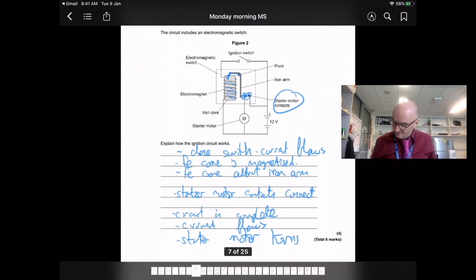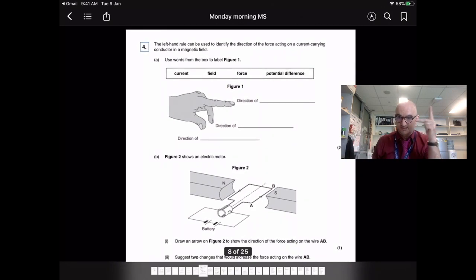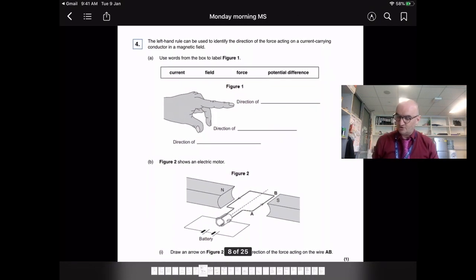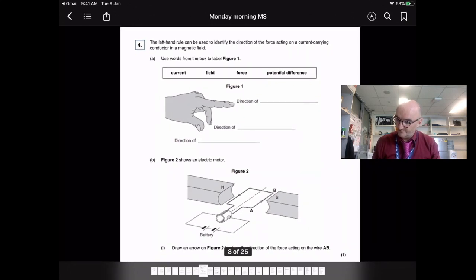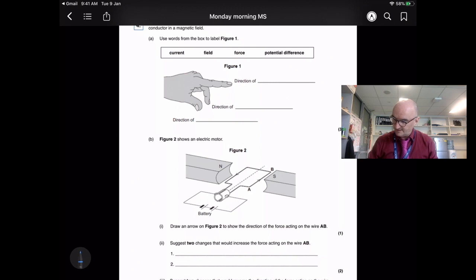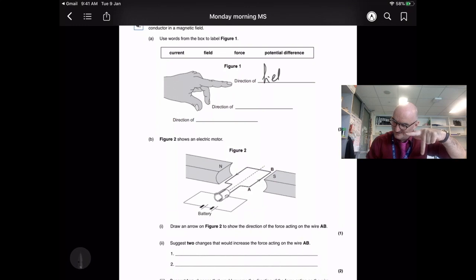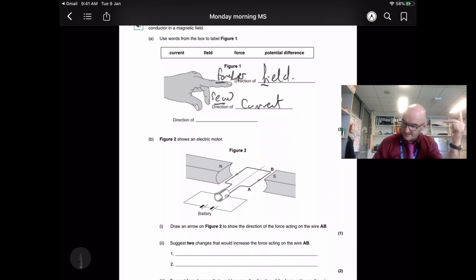Okay. Question 4. The left-hand rule, great, it told me which one to use. Left-hand rule, keep them 90 degrees to each other, kids. It can be used to identify the direction of the force acting on a current-carrying conductor in a magnetic field. Use the words in the box. Oh, it's a gift. They even gave me the words in the box that I am to use. First finger is the direction. They give me it like that, cheeky monkeys. The first one is the field. That's the magnetic field. The second, this is your forefinger. Forefinger field. Your second finger is current. And your thumb is movement. That's how I remember it anyway. Hope it works for you.